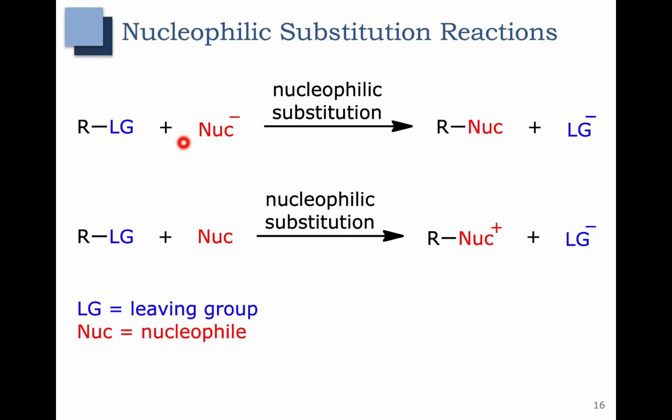And the nucleophile can be negatively charged, and in that case, the product will be neutral. Or the nucleophile can be electron-rich and neutral, in which case the product will have a positive charge. In both of these examples of nucleophilic substitution reactions, we have a charge balance. So if the nucleophile is negatively charged, then the leaving group will come off negatively charged. And if the nucleophile is neutral, the resulting positive charge is balanced by the negative charge on the leaving group.